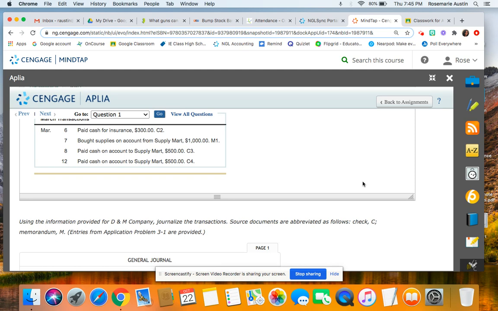Okay, March 8th, paid cash on account to Supply Mart. Look ahead to the 12th too. These two are exactly the same. They both are paying cash on account to Supply Mart. On the 8th, you paid $500. On the 12th, you paid the other $500. And you can see the one that we just entered on March 7th, you owe them $1,000. So now you're paying it off in these two separate transactions.